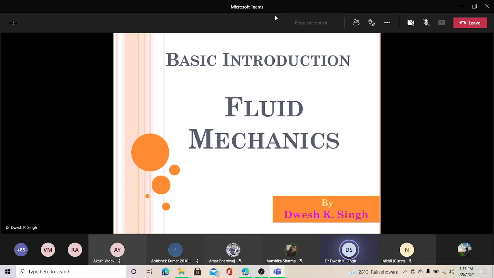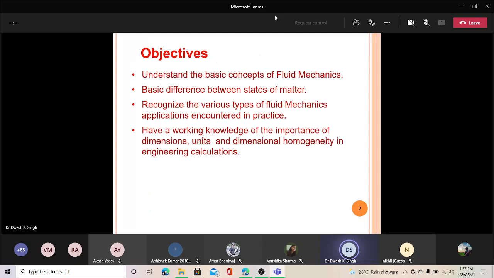Let me first introduce some basics of fluid mechanics, which will be required during our course. Let me introduce you to the subject. First of all, the objectives: why do we basically study fluid mechanics? We know that there is a huge application of fluid mechanics surrounding us. All of us know this. So the objective basically is to fulfill that. Let me spell it out one by one.